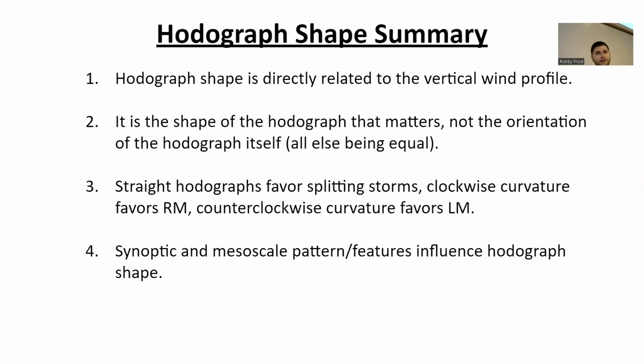So, summary: the shape's related to the wind profile, no surprise there. The shape is what matters. It's not necessarily the orientation that affects the storm behaviors, all else being equal, which it's typically not. Straight hodographs favor splitting storms, clockwise curvature favors right movers, counterclockwise favors left movers, and the synoptic and mesoscale pattern and features can influence the shape. Any questions with all that?